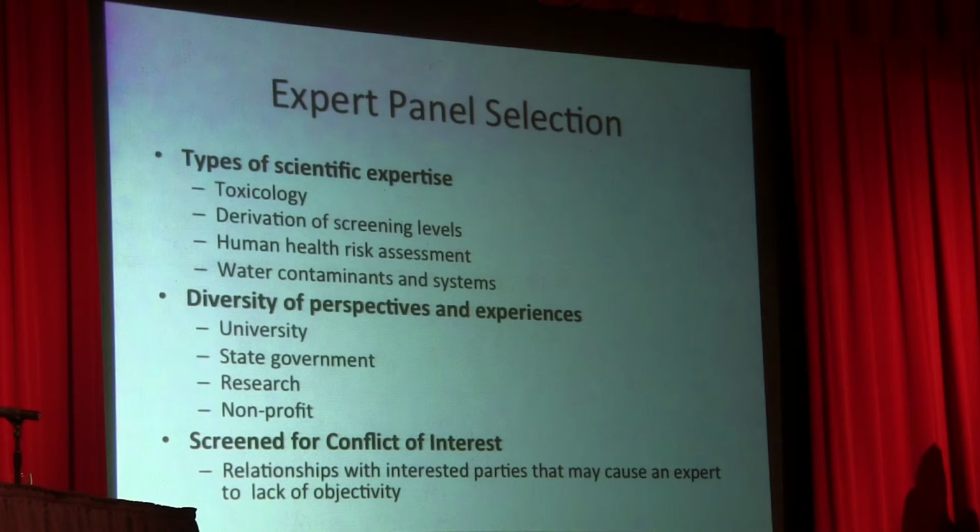The expert panel consists of a diverse number of disciplines. They're not all toxicologists. There are some individuals who understand water treatment and exposure health effects. I will introduce those individuals here in a second. Diversity of perspectives and experience. We do have some university representation, but we thought it was critically important to find a state health department representative, not from the state of West Virginia, but from another state, because in a situation like this, those individuals have a really fundamental understanding of the questions and the challenges caused to the state by an incident of this magnitude.